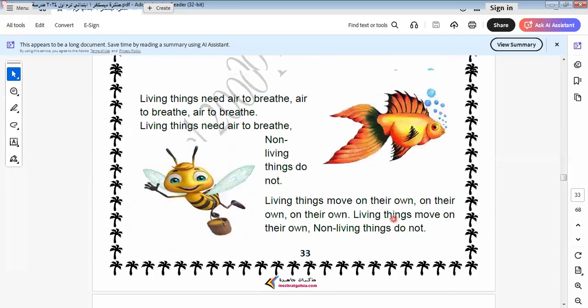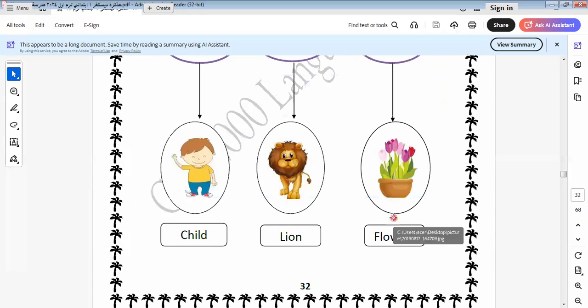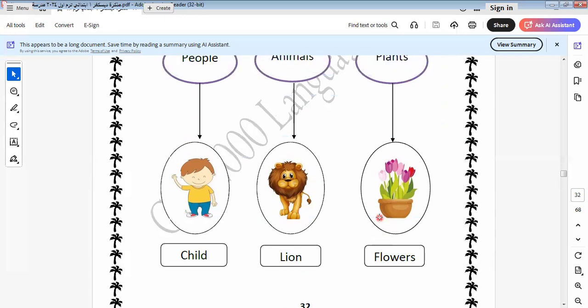I will stop here in this part because I know that this chapter is very long. Next class I will continue.